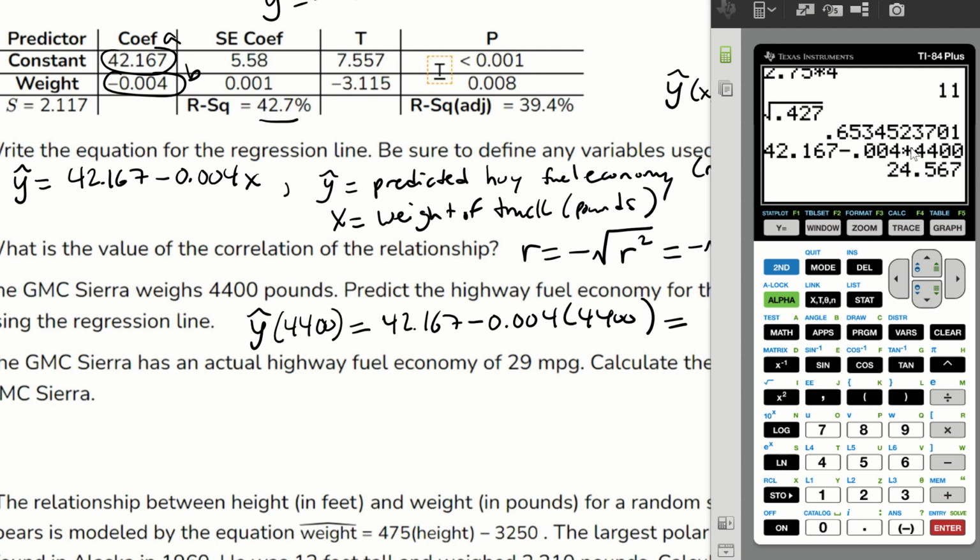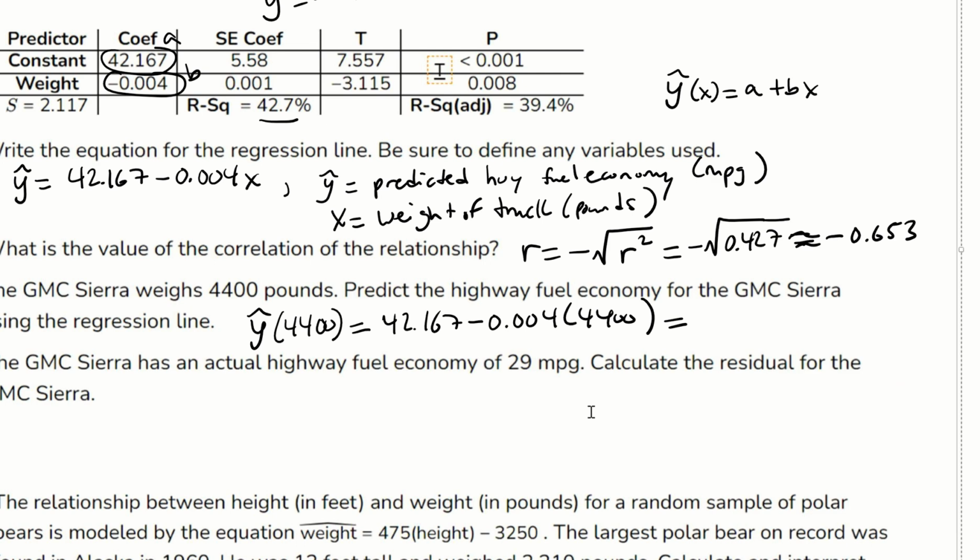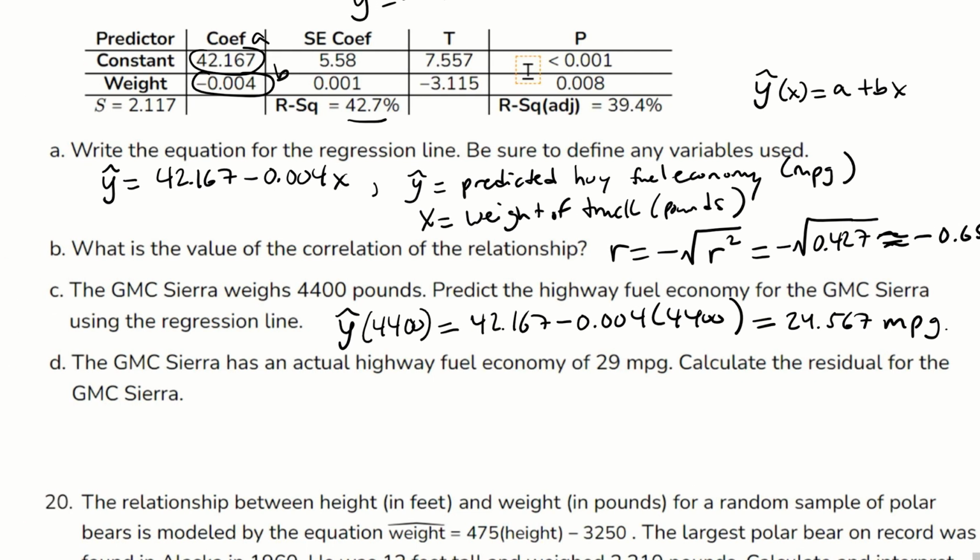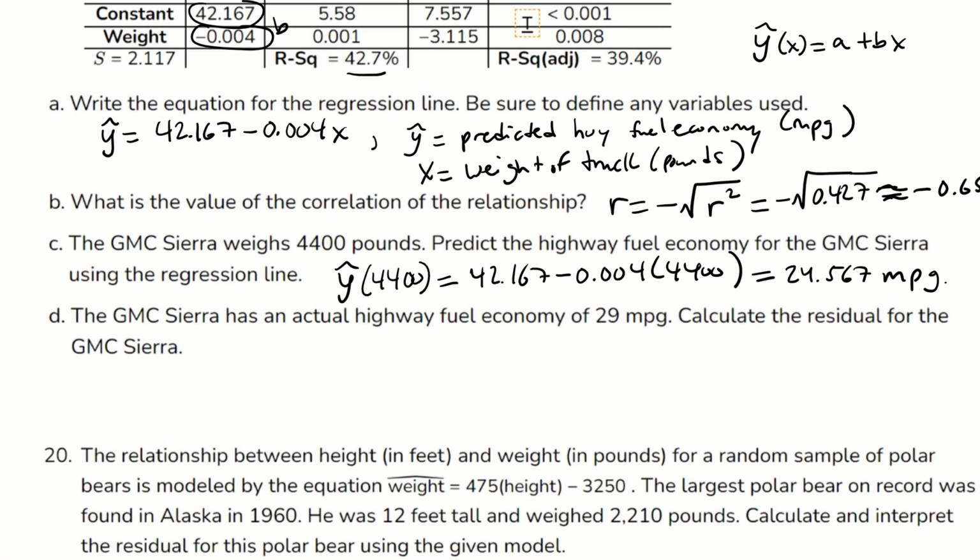All right, so it's 24.567 miles per gallon. That's the predicted highway fuel economy for that vehicle, about 24.5 miles per gallon. The GMC Sierra had an actual highway fuel economy of 29 miles per gallon. Calculate the residual for the GMC Sierra.